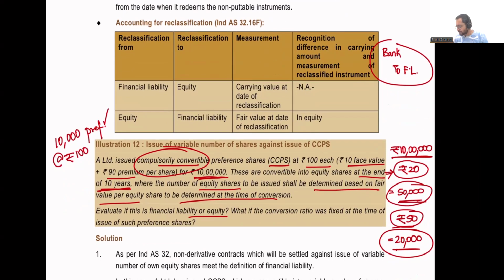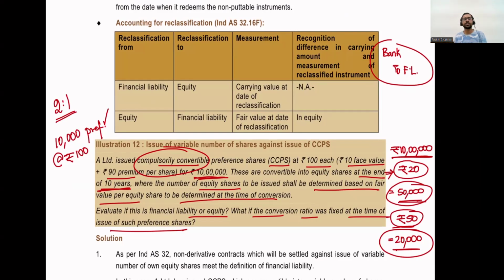Now, the second part of the question is, what if the conversion ratio was fixed at the time of issuing such preference shares? Let us say the conversion ratio was fixed at the time of issuing the preference shares, which means today I'm issuing these 10,000 preference shares. Today itself, I am saying that these preference shares will be converted based on a 2:1 ratio, which means I will receive two equity shares for every one preference share.